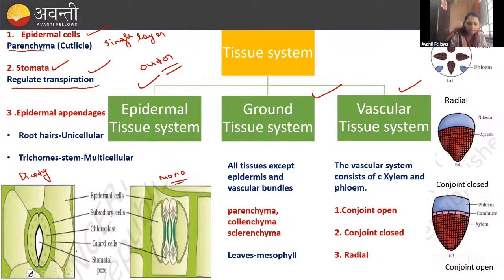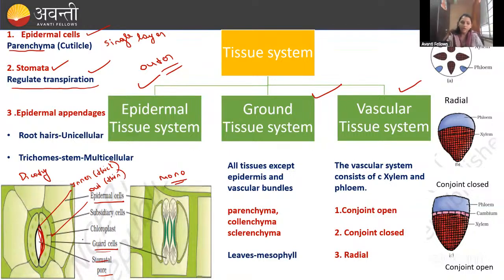Here you can see the shape, guys. This structure is very, very important. Here you can see the pore, which is called the stomatal pore. The stomatal pore is guarded by the guard cells. For these guard cells, the inner side is thickened and the outside is thin. Remember this. And there are subsidiary cells surrounding the guard cells, and the epidermal cells outside.